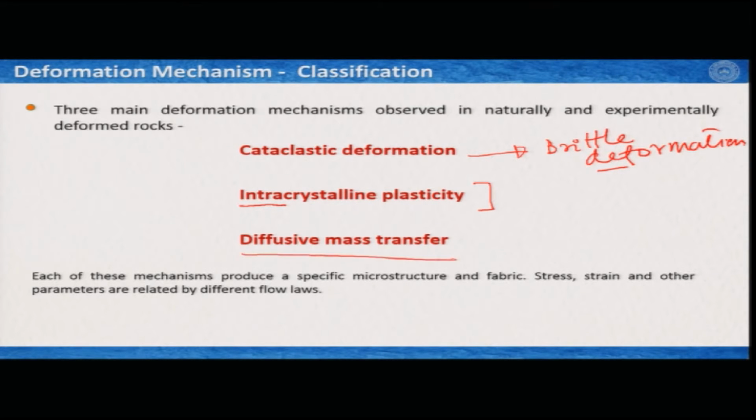And then of course, diffusion is one of the very important processes of deformation, and we will learn about it in our lecture number 14.3. So, today we will mostly focus on cataclastic deformation. As I said in the previous slide, each of these, be it cataclastic, intracrystalline, or diffusive mass transfer, has characteristic microstructures for each and every process. So, they produce different types of fabrics, different types of appearance of the rock under thin sections, and so on.